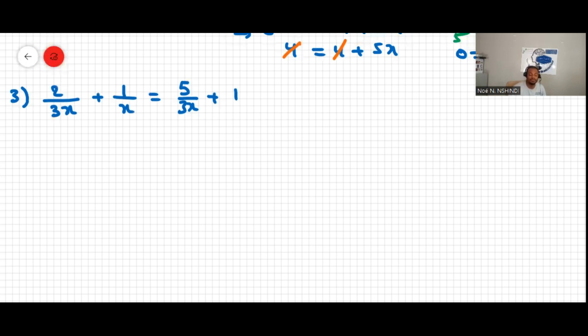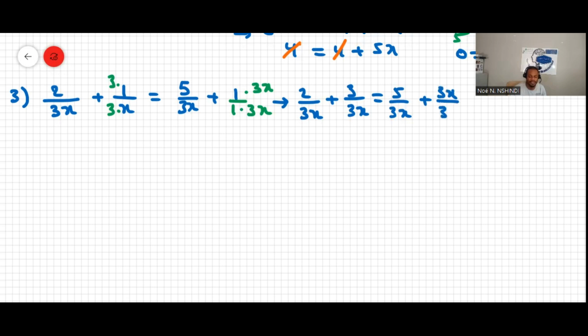Now, to calculate this, we need to make the denominator common. We can notice that there is an invisible 1 here. So the LCM of 3x, x and 1 is just 3x. So we will times here by 3 to make the denominator common, and then to maintain the fraction, we times also there by 3. Over here, we times by 3x, and there also by 3x. Now, this will become 2 over 3x plus 3 over 3x equal 5 over 3x plus 3x over 3x.